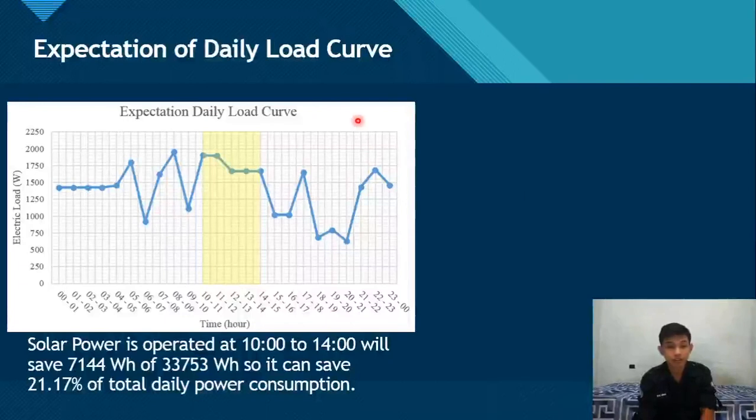Okay, this is the curve. That's our expected daily load curve. And when solar power is operated from 10 AM until 2 PM, it will save 7,144 watt-hour of 33,753 watt-hour. So it can save 21.17% of total daily power consumption.